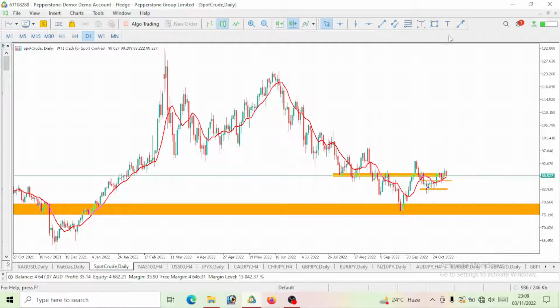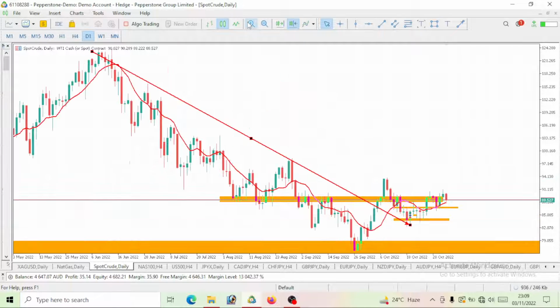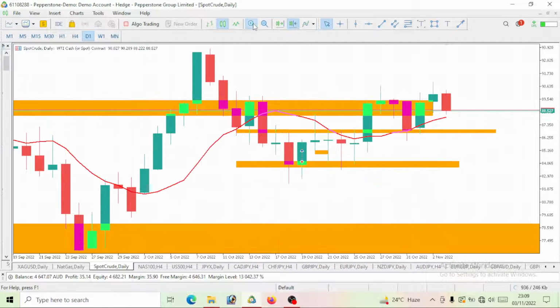Now let's take a quick look at the movement on this WTI crude oil. You can see the full trend on the daily time frame. This is actually on a bearish move, right? So WTI crude oil is actually giving us a bearish move.